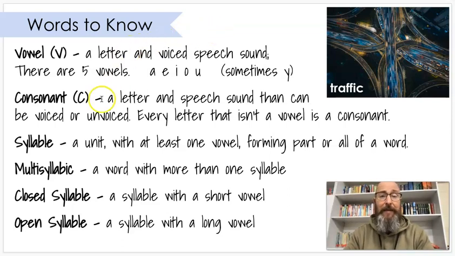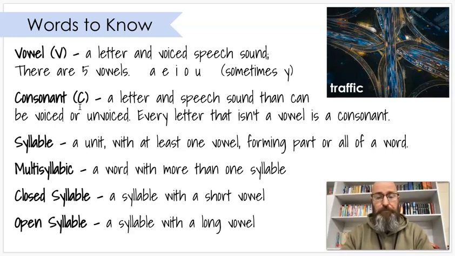A consonant, which we'll be calling a C, is a letter and speech sound that can be voiced or unvoiced, which means if you touch your throat when you make the sound, you either feel it vibrate, that means it's voiced, or you don't feel it vibrate, which means it's not voiced. Every letter that is not a vowel is a consonant. B, C, D, F, G, H, J, K, L, M, N, Q, R, S, all those are consonants.